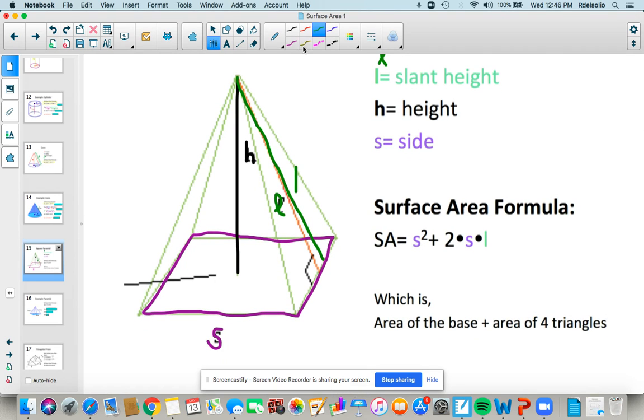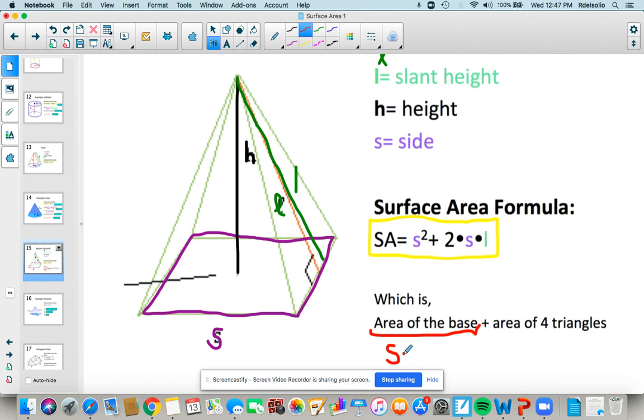So the surface area formula is surface area equals side squared plus 2 times side times L. That is S squared, side squared, plus 2 times side times slant height. Down here, I break that down a little more. That first part is basically the same exact thing as the area of the base. We know the base is a square. In order to find the area of a square, you do side times side.